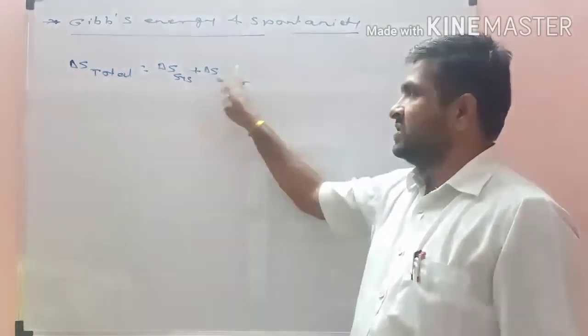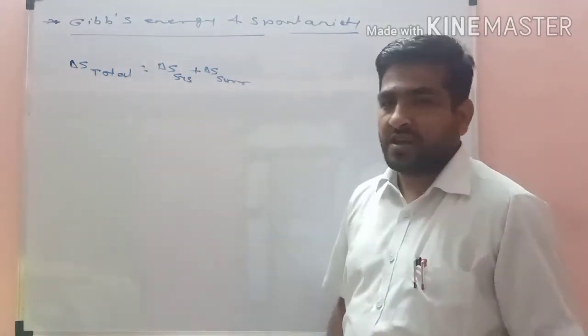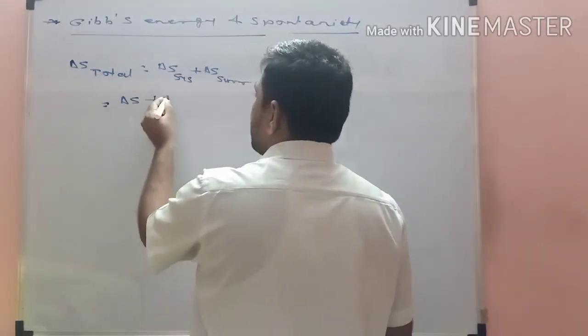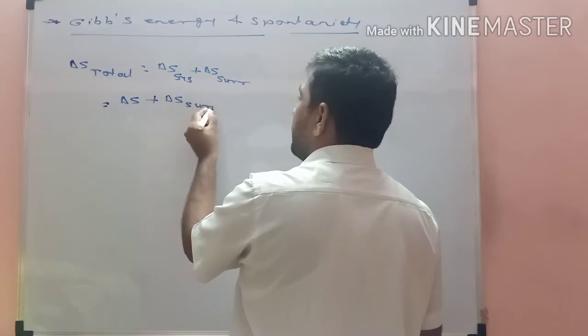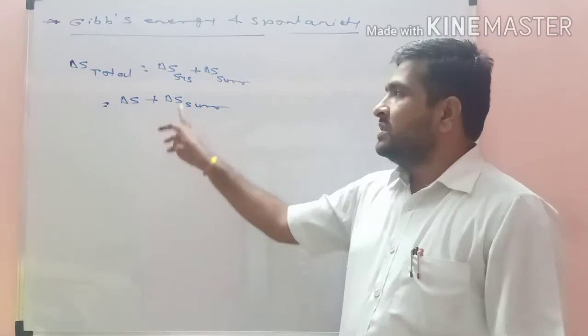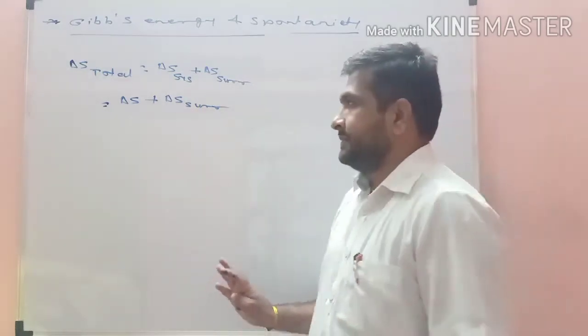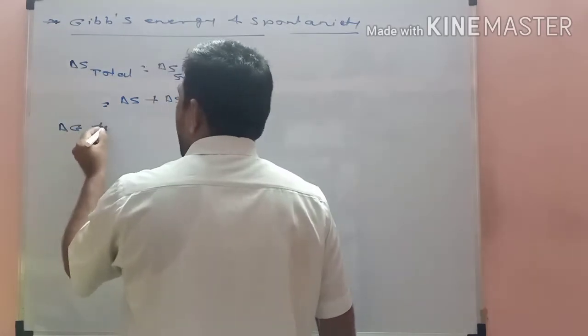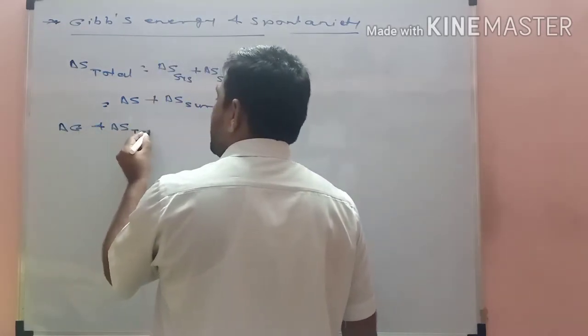एंट्रोपी चेंज ऑफ द सिस्टम प्लस एंट्रोपी चेंज ऑफ द सराउंडिंग. ΔS total is equal to entropy change of the system plus entropy change of what? Surrounding. S is for the system. This word can be neglected. The relation between the delta G and total entropy change.